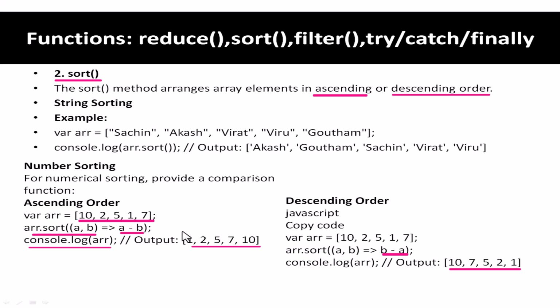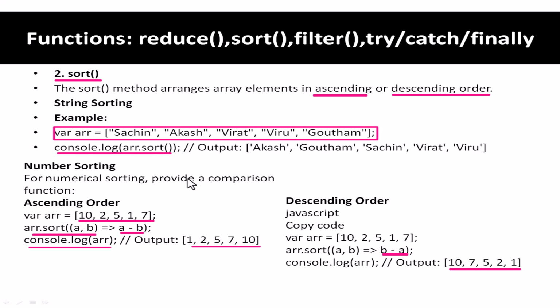For example, here we also have an array of strings: Sachin, Akash, Virat, Viro, Gautam. These are the people inside the array. Now we have directly used array dot sort, and it has arranged them based upon alphabetical order. A is the first alphabet, G is the second, S is the third, and V is the fourth and fifth. This order will not change because both start with V, so it has taken Virat as first and Viro as second.